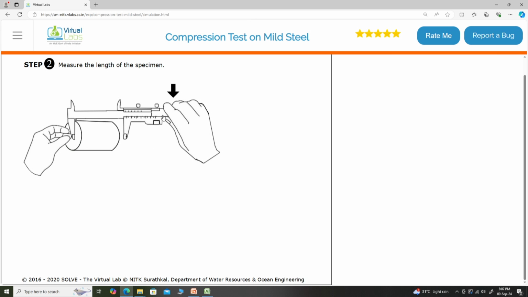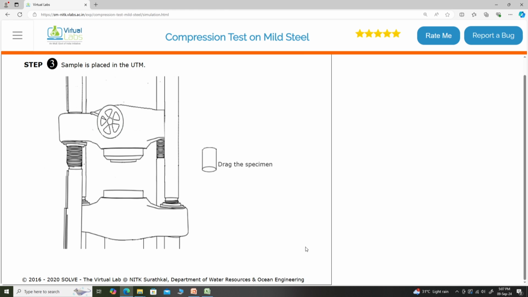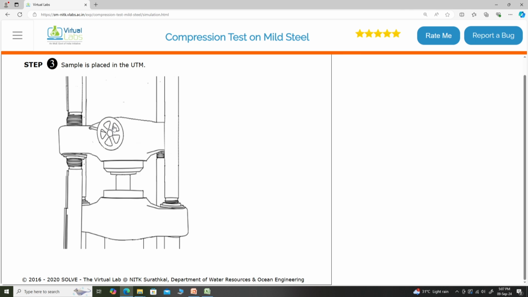Now let us measure the specimen length. The length of the specimen is 45 millimeters. Now we will place the specimen in the universal testing machine. It does not go inside any grips, it is just placed on the platens here, and we rotate the wheel here. Now the specimen is tightened and we use the dial gauge and set the dial gauge to 0. It is now set to 0 here.